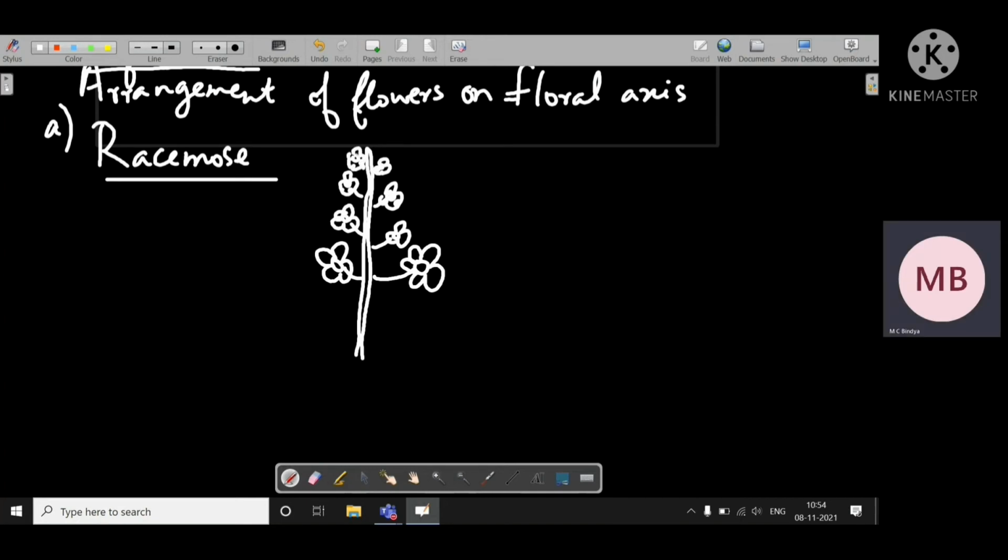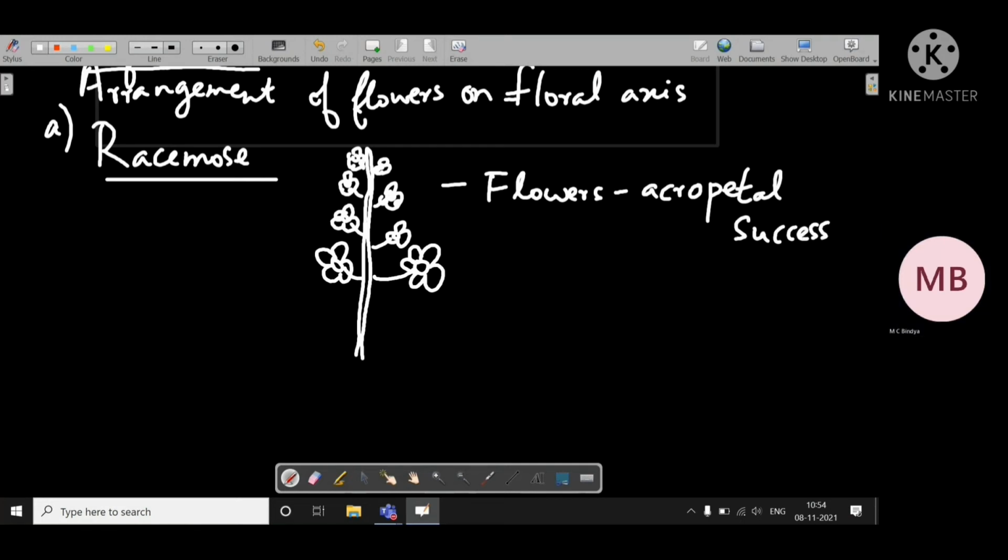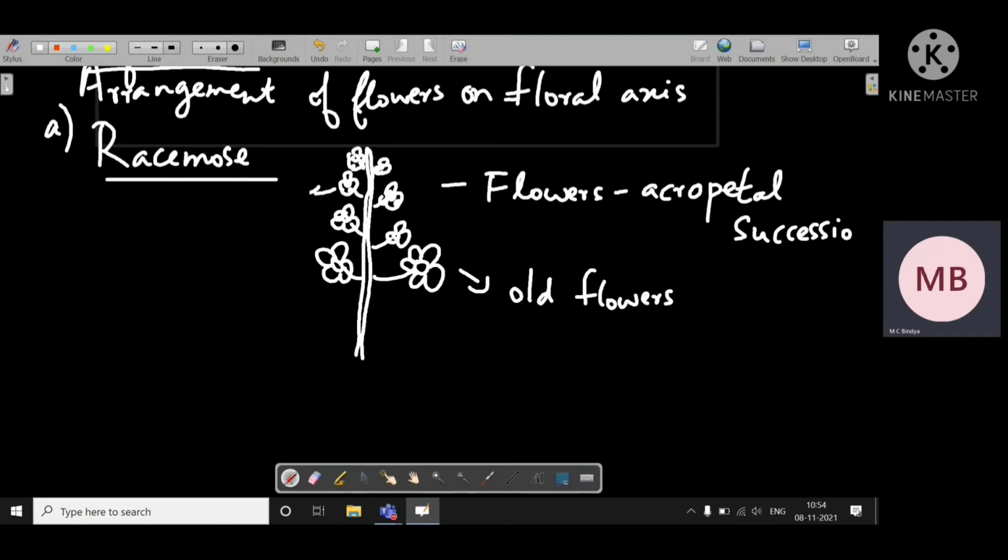This kind of inflorescence is called racemose inflorescence, and they say that the flowers are born in acropetal succession. Acropetal succession means the older flowers will be at the base, whereas the young flowers and the buds will be at the tip. So this pattern of bearing flowers is called acropetal succession, and the inflorescence is called racemose inflorescence.